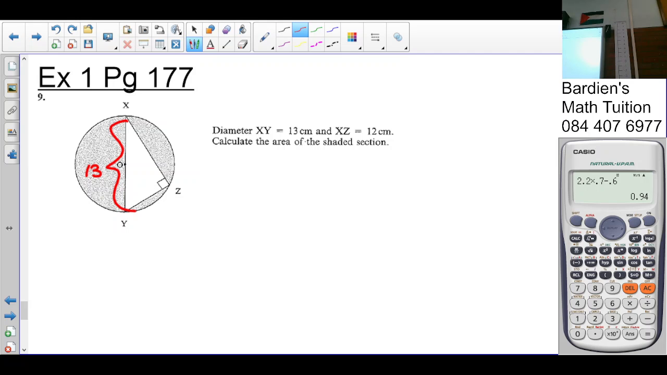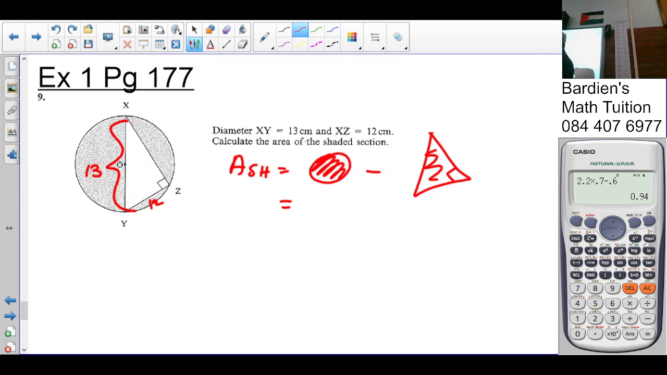So, what's the radius of the circle? 6.5. Not so. Or 13 over 2. Z of course is 12. Calculate the area of the shaded region. So how do you think we're going to calculate the area of the shaded region? It will be the area of the circle, yes? Area of the triangle. Not so. How do you calculate the area of a circle? Pi r squared minus half base times the height. Okay.